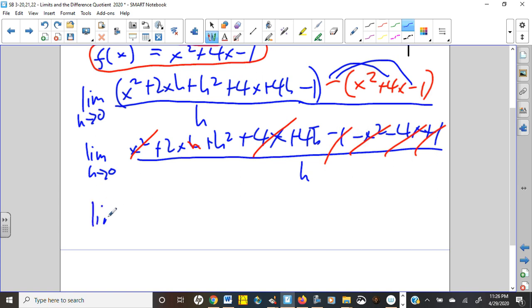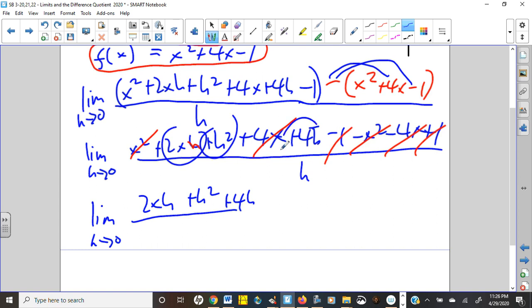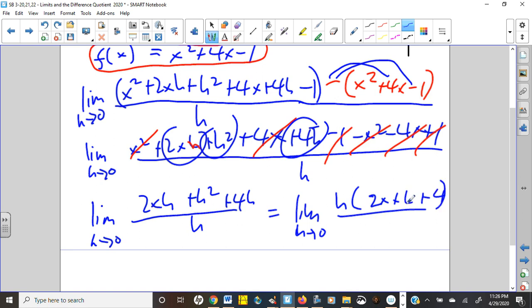And so soon enough, it cleans up to 2xh plus h squared plus 4h. That's all that's left, these three pieces, which they all have an h. So why don't we factor that h out and then cancel it. Okay.